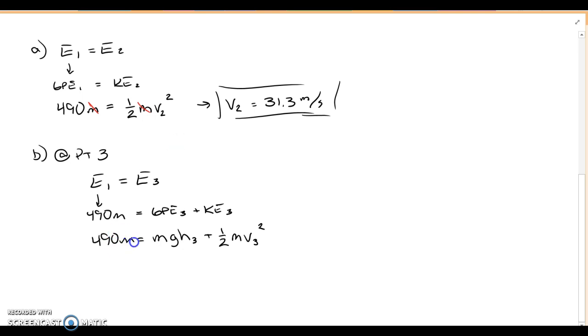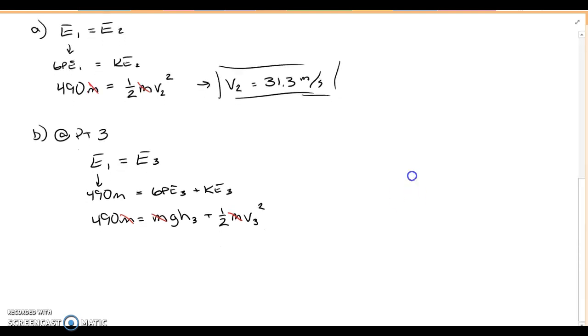And if you notice, all three terms have m in it, so I can just cancel out the m's. The mass doesn't matter in this ride, which is why we can take the same ride with any number of passengers, because you can put more people in and it should still work as long as you can get the ride to the top of the hill.